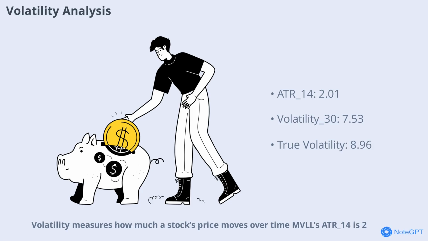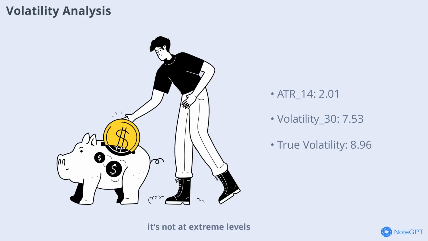Volatility measures how much a stock's price moves over time. MVLL's ATR 14 is 2.01 and the 30-day volatility is 7.53. True volatility is 8.96, indicating that the stock has experienced significant price swings recently. Volatility breakout is at 0.562, suggesting that while volatility is elevated, it's not at extreme levels. High volatility can present both risks and opportunities for traders, depending on their strategy.